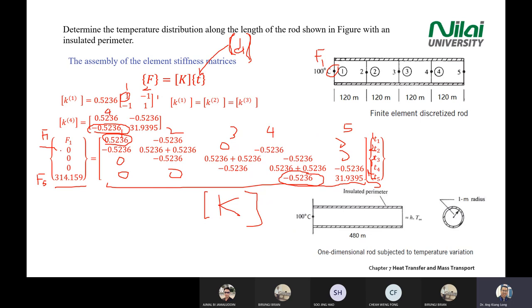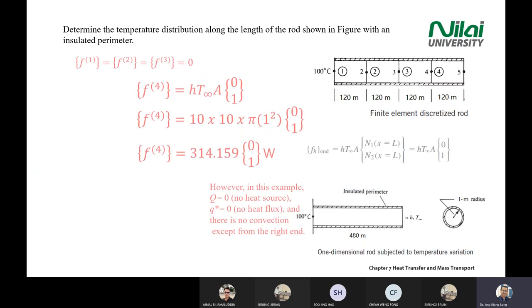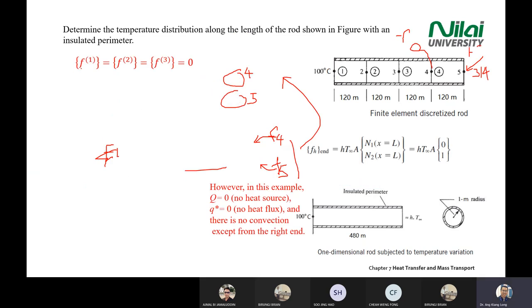Okay, why is this one 0? Why this one 0? Why this one 0? It is because when you calculate the forces here, it's connected, right? It's connected, so you get 0.